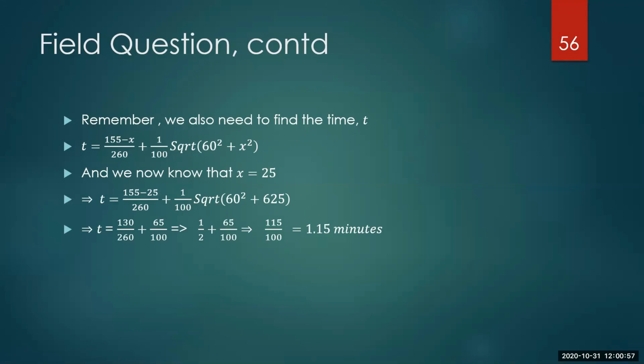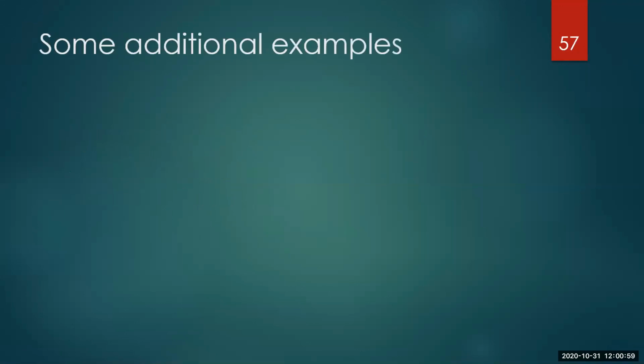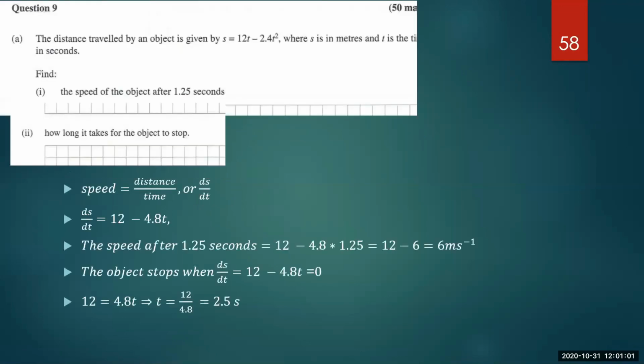Okay, let's move on. So here are some additional examples. The distance traveled by an object is given by s is equal to 12t minus 2.4t squared, where s is in meters and t is the time in seconds. Find the speed of the object after 1.25 seconds and find how long it takes for the object to stop.